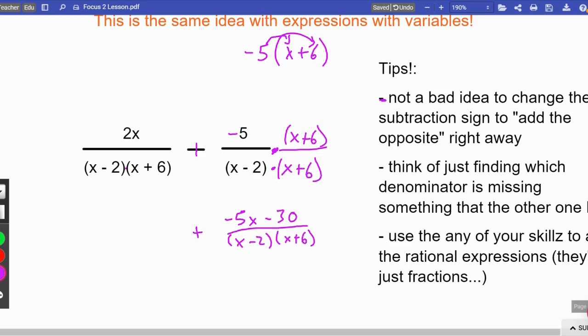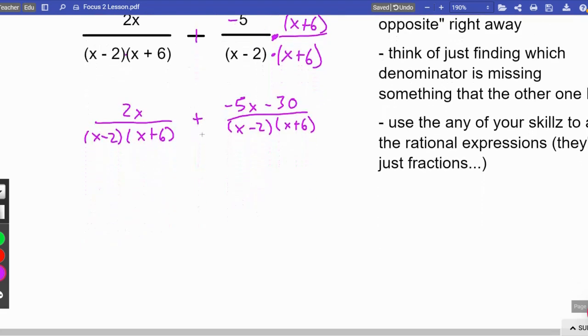But the whole problem was that we were adding these two fractions. Finish writing this, x plus 6. We're good to go. This is the same as day 1 at this point. They have identical denominators. So I can combine these two fractions and just combine their tops. So it's going to look like 2x plus negative 5x minus 30 over x minus 2, x plus 6.